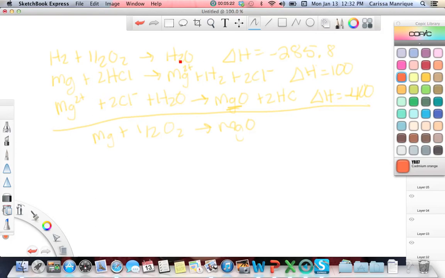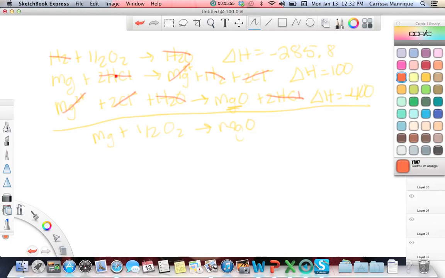That does cancel. Do you see I have a water on the right side and a water on the left side? Those cancel. I have an H2 over here and an H2 on this side. Those cancel. I have a 2HCl there, and where is it? Oh, it's not the 2HCl there. I have a magnesium 2 plus there, magnesium 2 plus there. I have a 2 chlorine there, a 2 chlorine there.